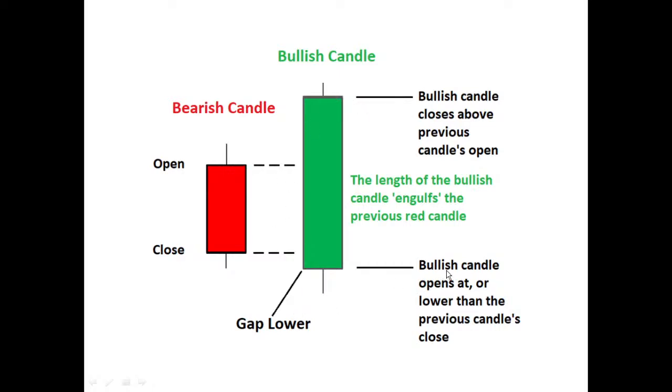So we will now say the bullish candle opened at or lower than the previous candle closes. You can see that it opened at a lower price than the previous candlestick closing, while here you can see the bullish candlestick closes above the previous candle open. So this candlestick closed above the opening of the previous candlestick. With this, you say the length of the bullish candle engulfs the previous red candle. So we just come to a conclusion. This is how you know.